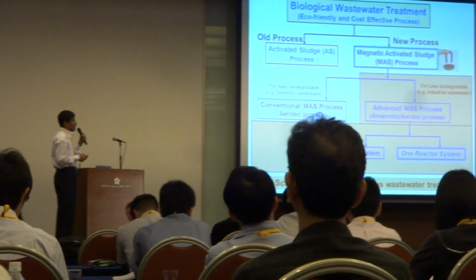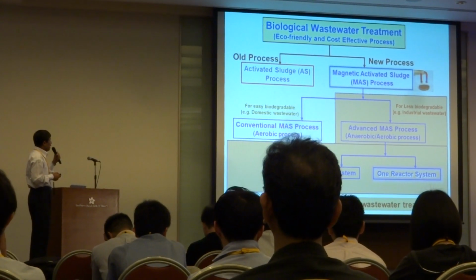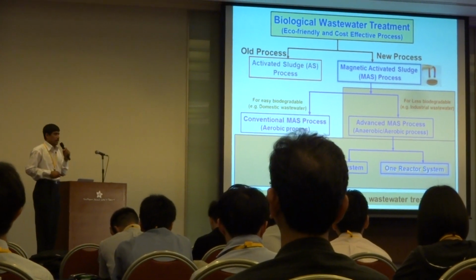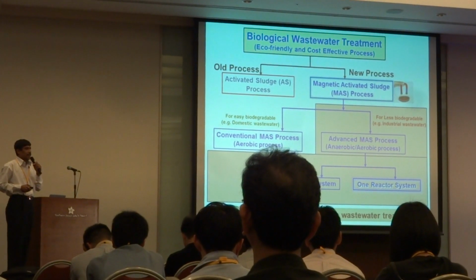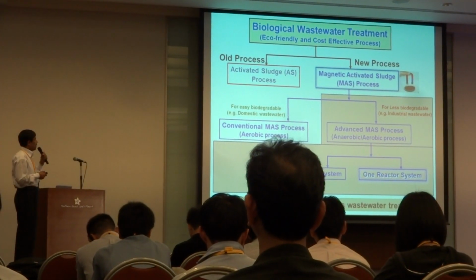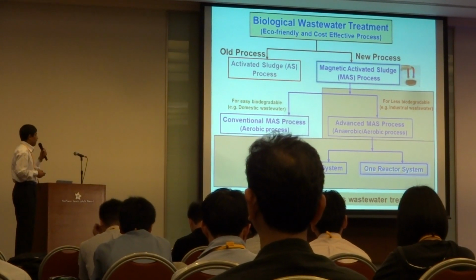Therefore, we have taken a research program on textile wastewater treatment by magnetic activated sludge. We call it the MAS process to address this burning issue. Since we are biologists, we are always deep in the biological system. Biological wastewater treatment is an eco-friendly as well as cost-effective process compared with physical and chemical processes.